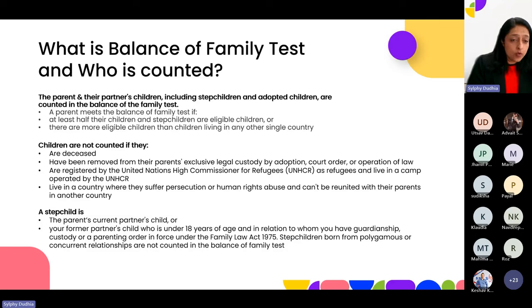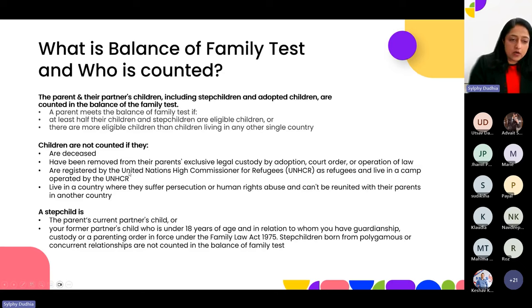Another one is more eligible children than children living in any other single country. For example, there are 5 children, 2 are eligible New Zealand citizens or permanent residents living in Australia. 1 child is living in country 1, another child is living in country 2, and another child is living in country 3. Still, you pass the balance of family test because more eligible children are living in Australia compared to any other single country.